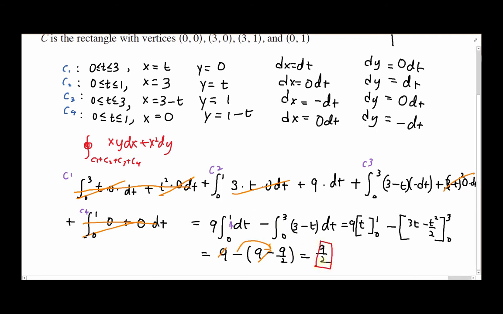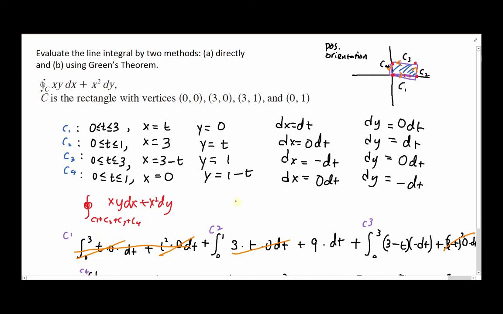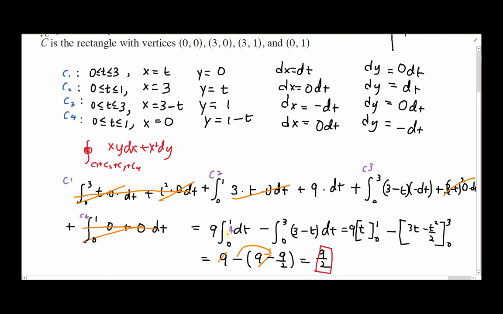So we're not done. This problem is designed to make sure that you get the same answer for both A and B. If you get a wrong answer, you should always go back and correct it. So this was a lot of work. Let's use Green's Theorem to make this process much simpler.